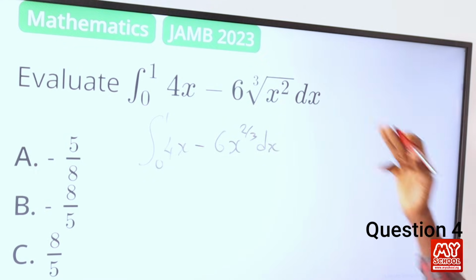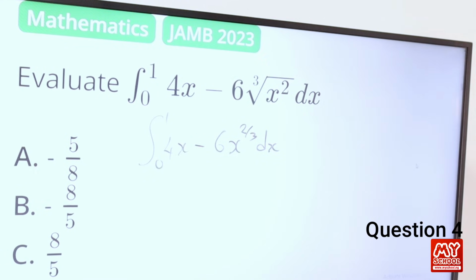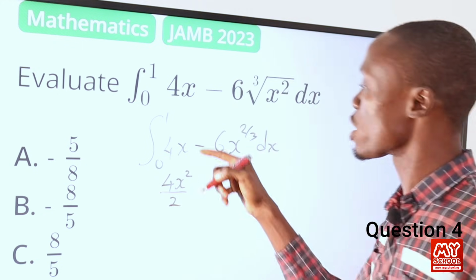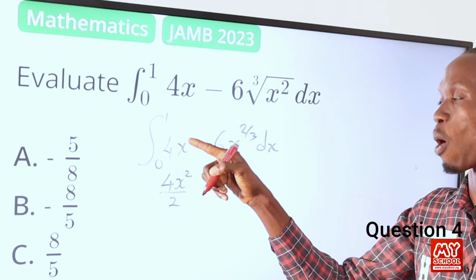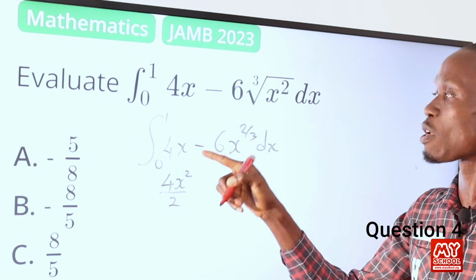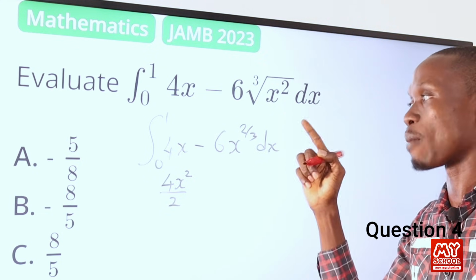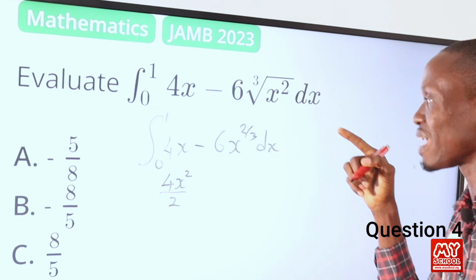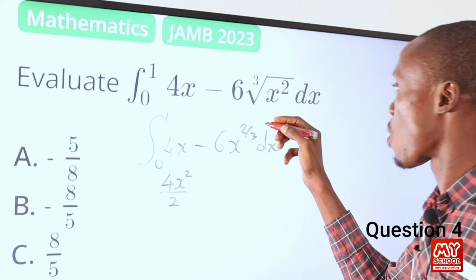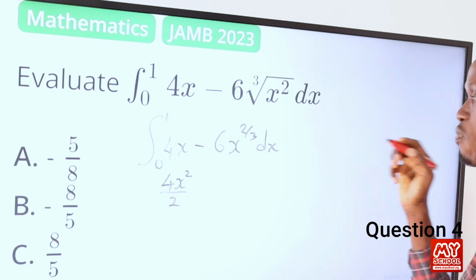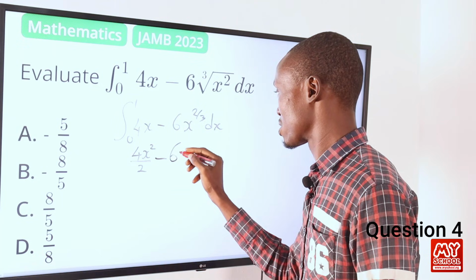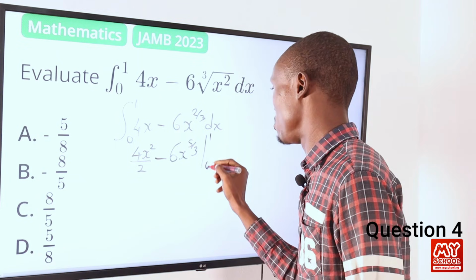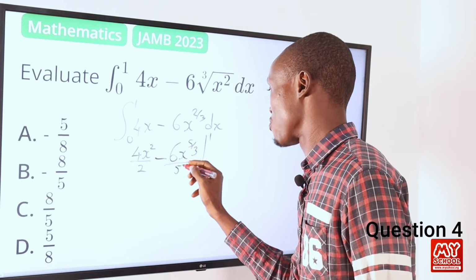So this and this, they are the same. Okay, so let us integrate. So this will be equal to 4x raised to power 2 divided by 2. What I actually did here was to add 1 to the power of x. The power of x here is 1, plus 1 becomes 2, so I will divide the term by 2. I will do the same thing to 6x raised to power 2 over 3. So I will add 1 to my 2 over 3. So here I'll be having minus 6x raised to power 5 over 3, then applying our limit, divided by 5 over 3.